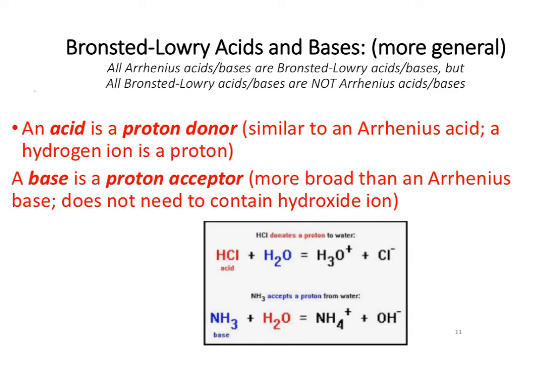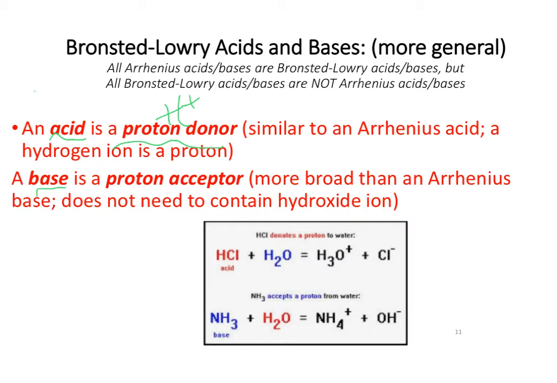Alrighty, onward to the more modern definition of acids and bases. It's also more general, more encompassing, and includes more substances. So the definition of the acid is very similar. The Bronsted-Lowry says an acid is a proton donor. Remember, a proton's just a hydrogen ion. So, as in an Arrhenius acid, so many words said about the same thing.